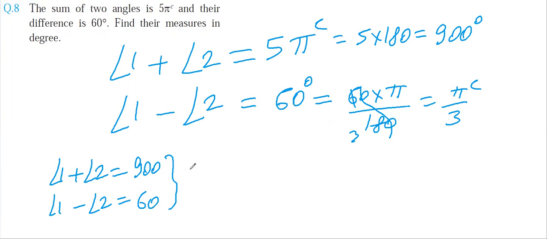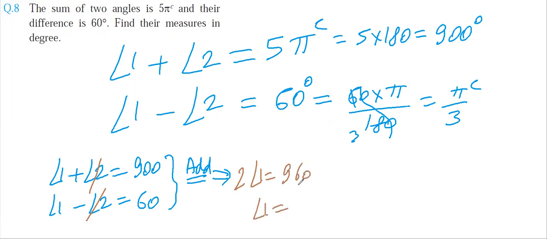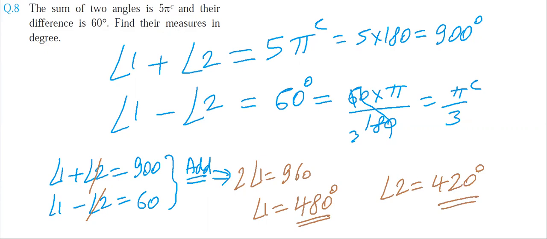So I am going to add these two. When I add these two, this will get cancelled, and I will get 2 angle 1 is equal to 960. So angle 1 will be 960 divided by 2, that is 480. Angle 1 is 480, and angle 2 will be 900 minus 480. That comes to 420. This is the angle. Understood? Question number 8 is done.